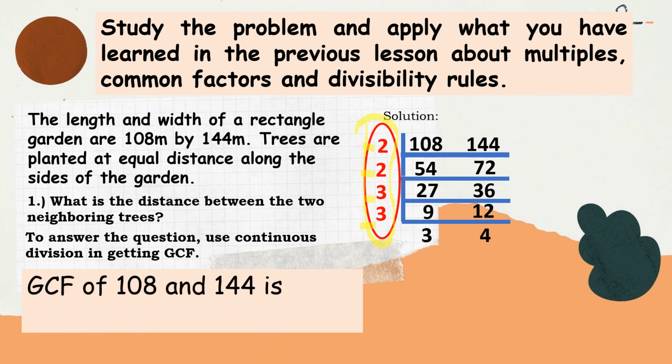So, GCF of 108 and 144 is 2 times 2 times 3 times 3 equals 36. Okay, so ang GCF ng 108 at ng 144 ay 36. Okay, ganun lang kadali mga anak.